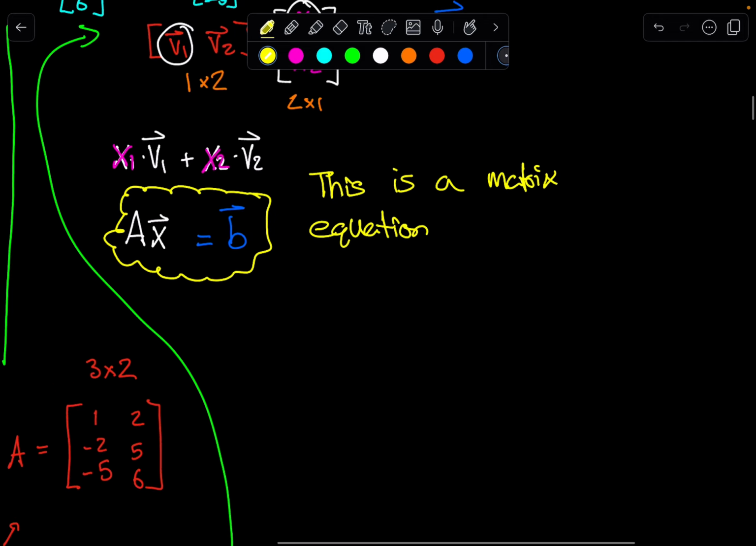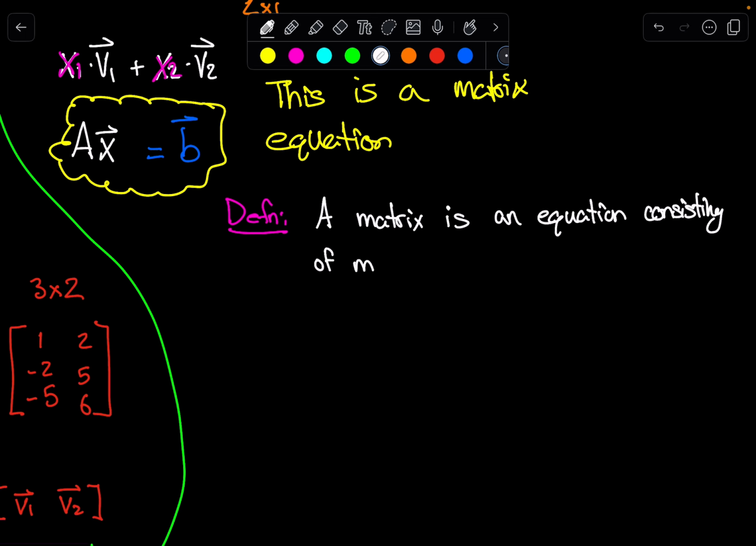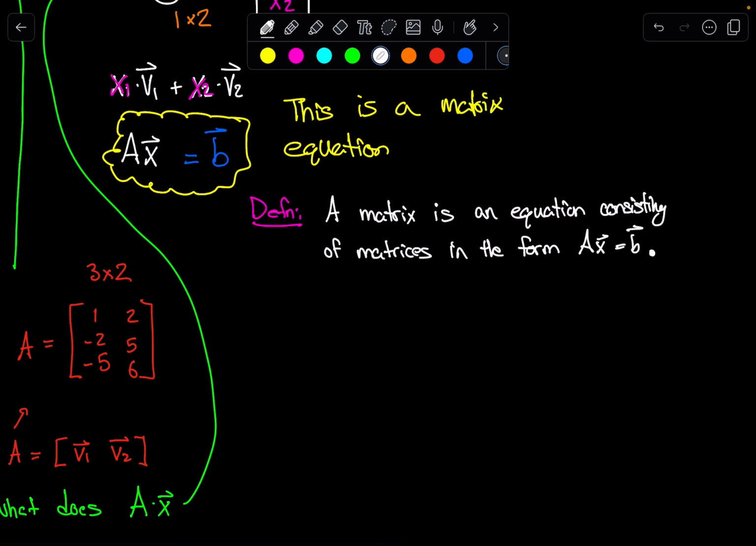And more generally, let's give maybe a definition. So definition. A matrix equation is, guess what? An equation consisting of, you guessed it, matrices in the form AX equals B. And I'm just going to leave this right here just for a sec. That just generically is what a matrix equation is. That's how it's written and how it looks.